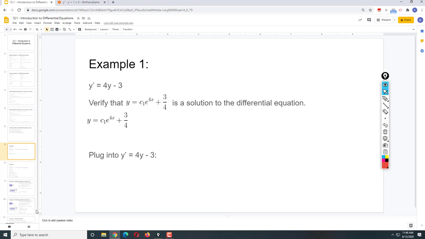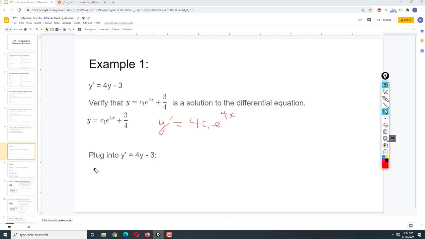A couple more examples. Example 1. Y prime equals 4y minus 3. They're telling us the solution is y equals c1 e to the 4x plus 3 over 4. We want to verify that that is the solution. Alright, so let's do that. If y is c1 e to the 4x plus 3/4, y prime would be 4 times c1 e to the 4x because of the chain rule. The derivative of 3/4 is 0. Okay. So y double prime, we don't need to do y double prime here. Why? Because our equation doesn't have a second derivative in it. So we're set. We're ready to plug in.